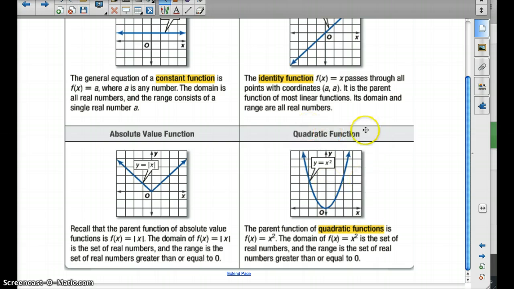And then we have the quadratic function, which is our parabola. So anytime you see this U shape, you know it's going to be something with x squared. The domain is the set of real numbers, and the range is the set of real numbers greater than or equal to 0. So these are the 4 that we're going to concentrate on. And now we're going to talk about how we can transform them.